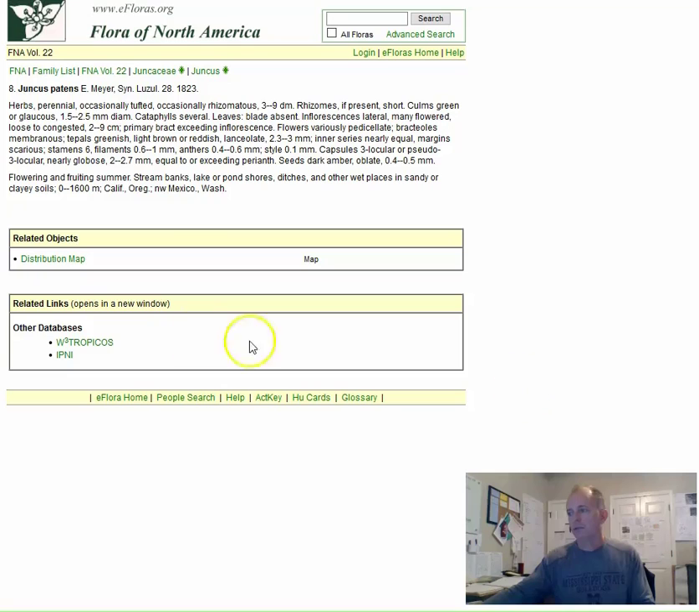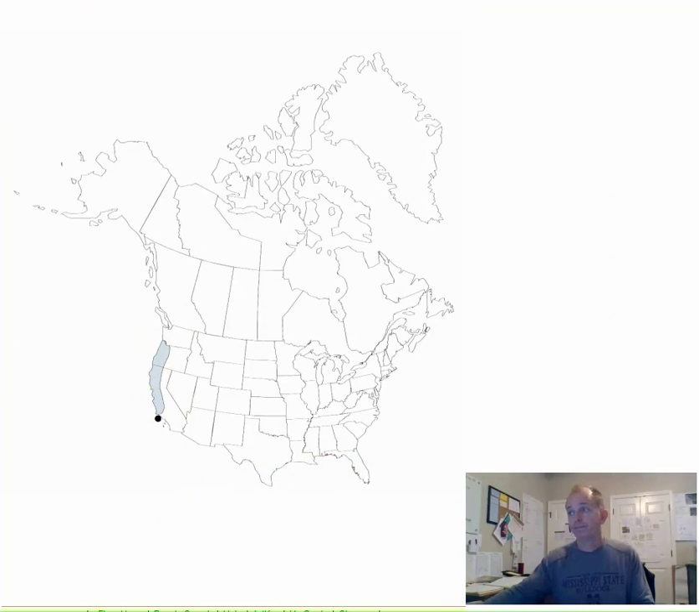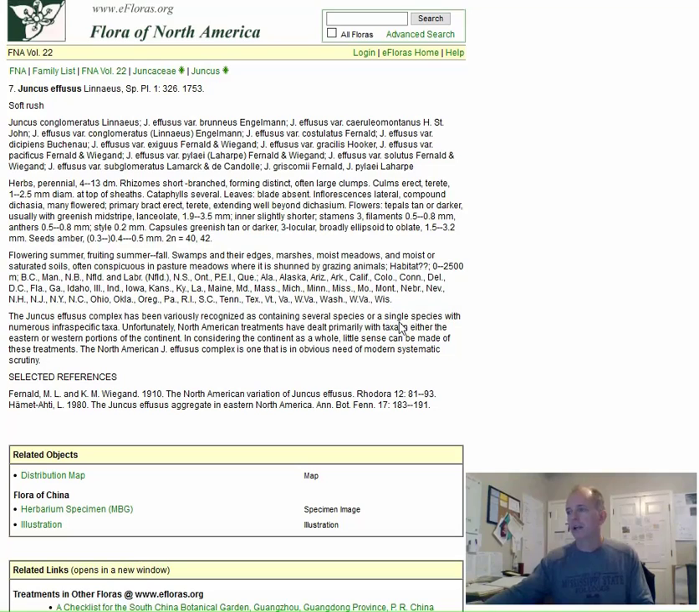Juncus patens, you see there, it's West Coast only. I was in Mississippi. So it's neither one of these. So it's not 6. It's 3 stamens. It's Juncus effusus. Okay, that is who we have here.